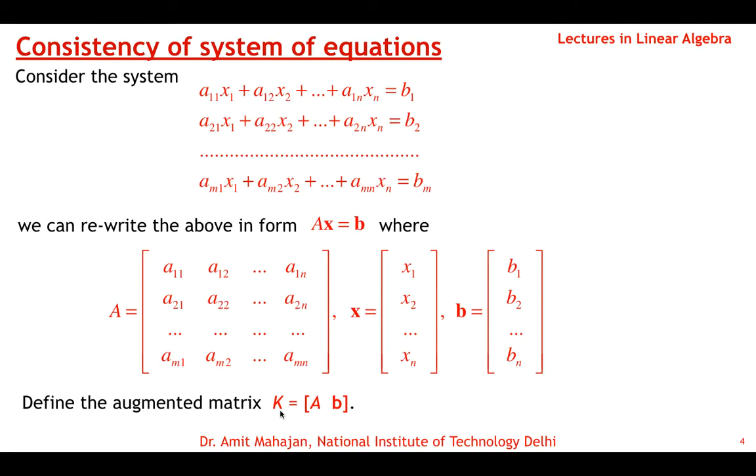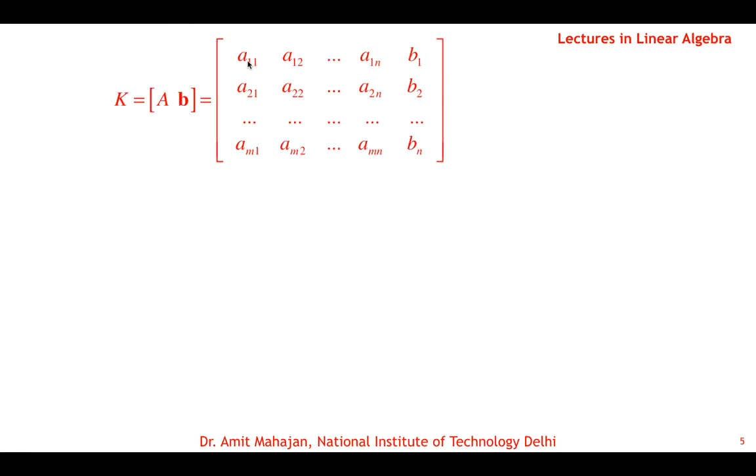Okay, so there will be m rows and n plus 1 columns to this. If we write this matrix A, this augmented matrix K, which is combining two matrices A and B, there will be first the coefficient matrix A and the column matrix B written inside the single matrix. So there are m rows now and there are n plus 1 columns.